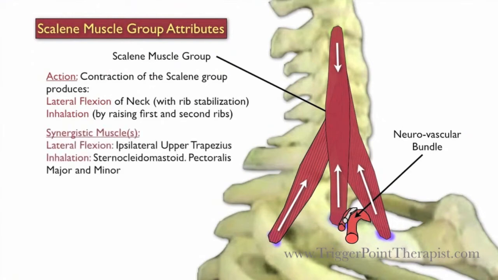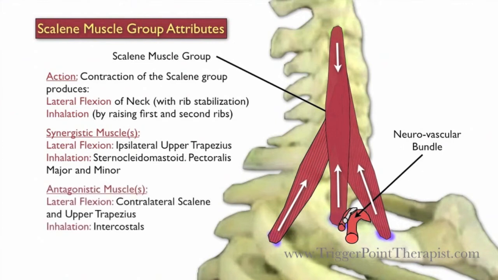The ipsilateral upper trapezius assists the scalene group during lateral flexion, and the sternocleidomastoid, pectoralis major and minor assist the scalenes during inhalation. The contralateral scalene and upper trapezius oppose the scalene during lateral flexion, and the intercostal muscles oppose the scalenes during inhalation.